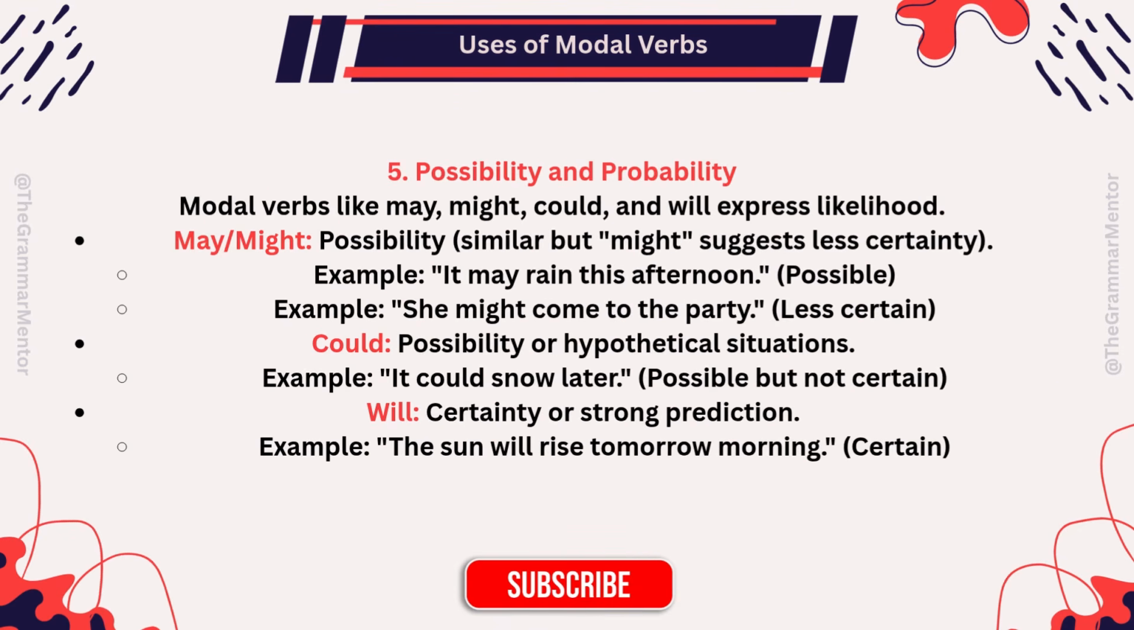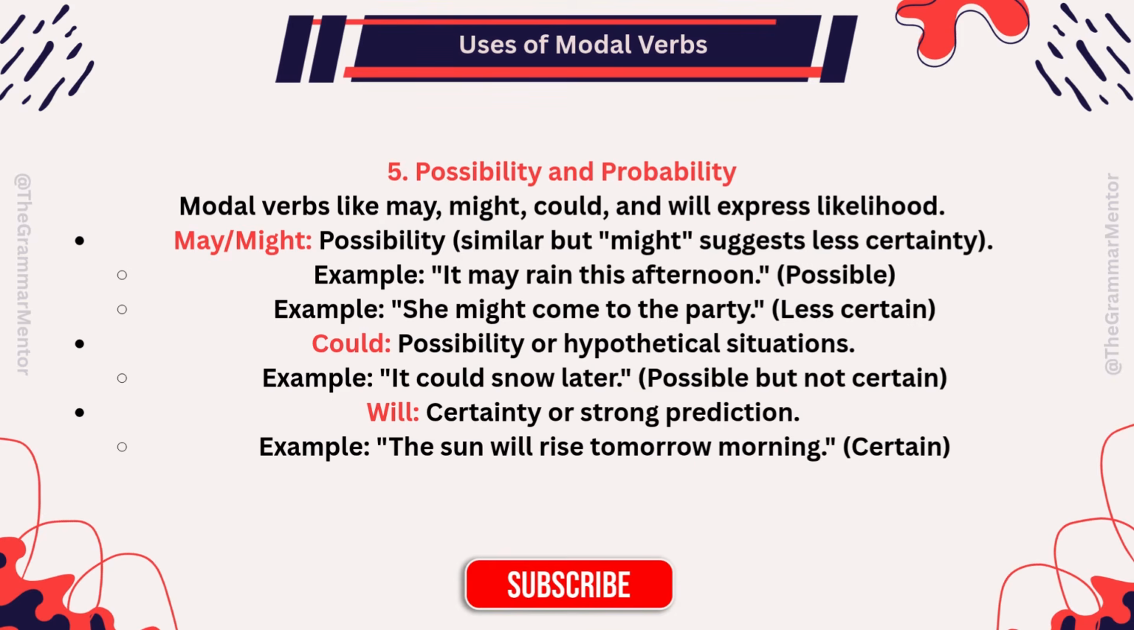5. Possibility and probability. Modal verbs like may, might, could, and will express likelihood. May/might: possibility, similar, but might suggests less certainty. Example, it may rain this afternoon. Possible. Example, she might come to the party. Less certain. Could: possibility or hypothetical situations.